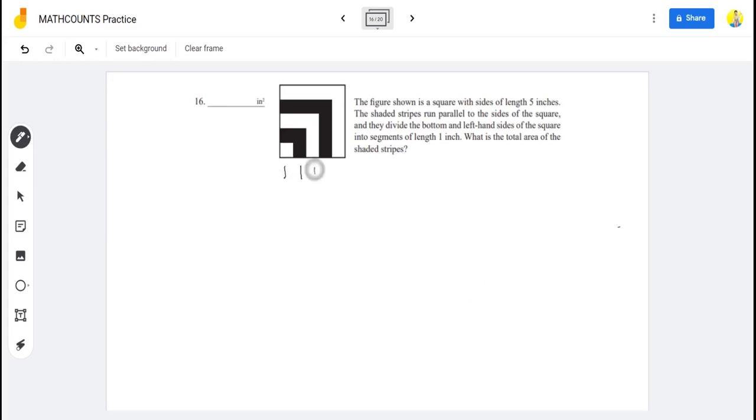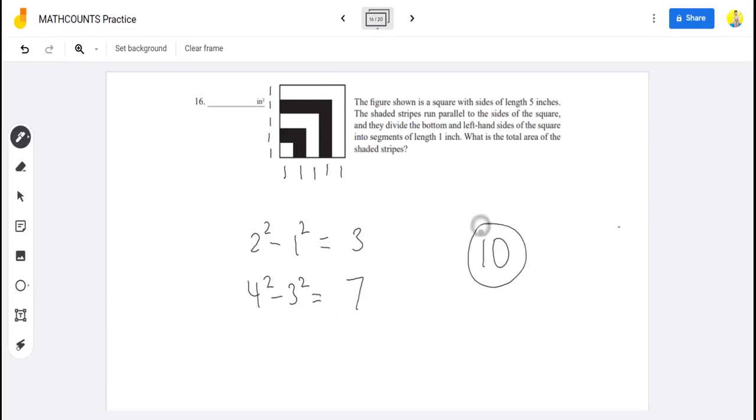So 1, 1, 1, 1, 1. You see that the smaller black area is just 2 squared minus 1 squared, which is equal to 3. And the larger black area is 4 squared minus 3 squared, which is equal to 16 minus 9, which is 7. So 3 plus 7 is just 10. And the answer is 10.